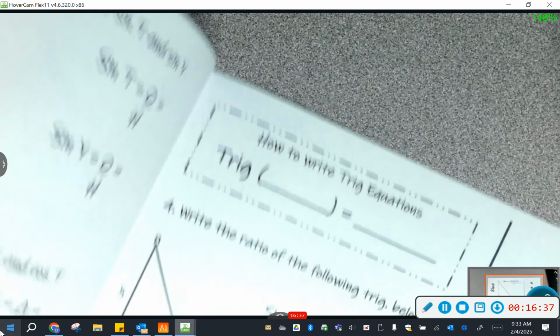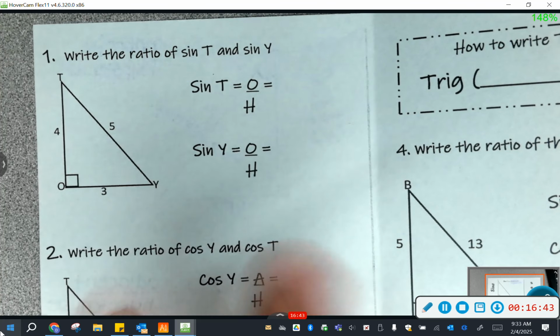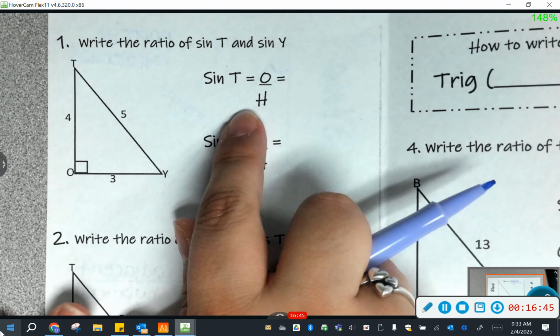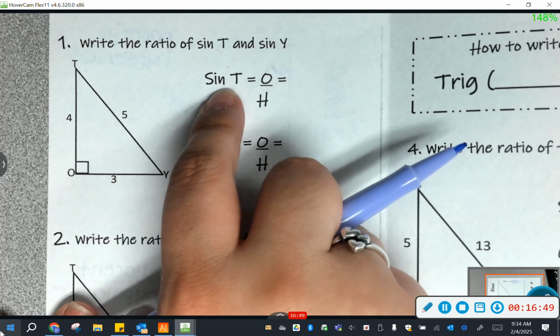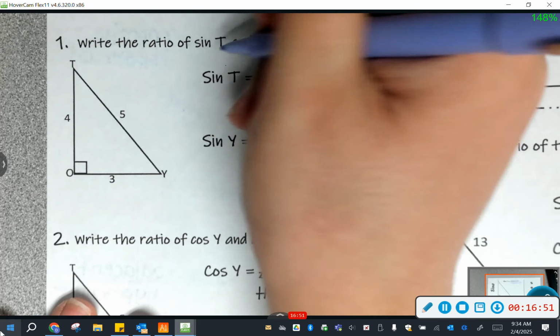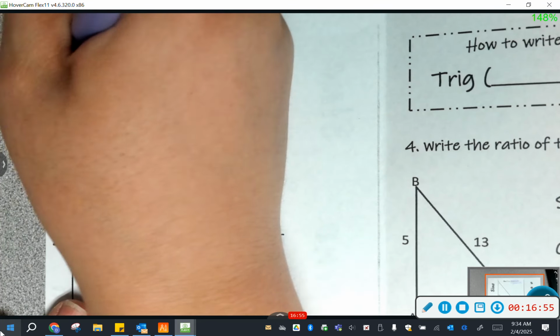Alright, opening up our notes. I need y'all to watch. Look up. Don't write, just look up, and then I'll give you a minute. The first section we're doing is sine. Do you agree sine was O over H? Okay, so this first one is T. I want you to underline the T.